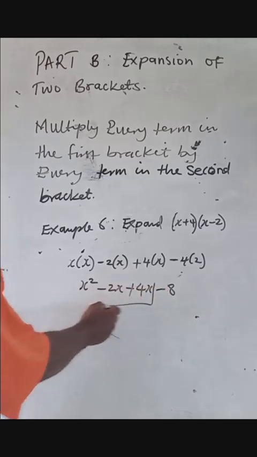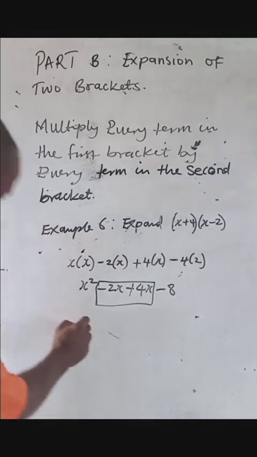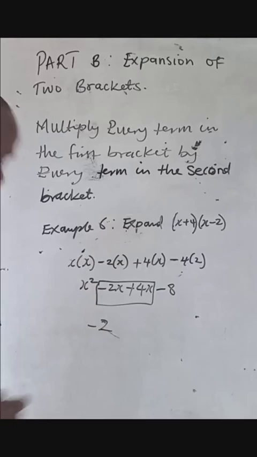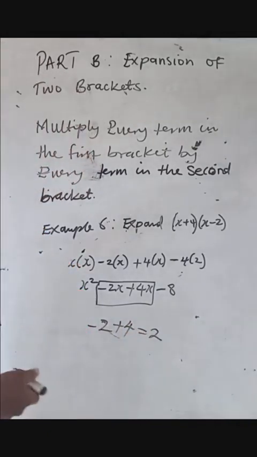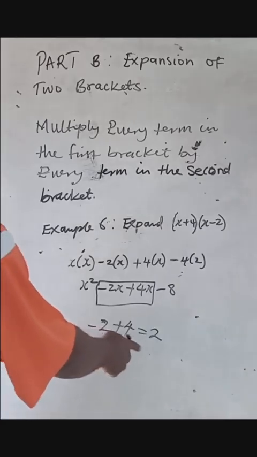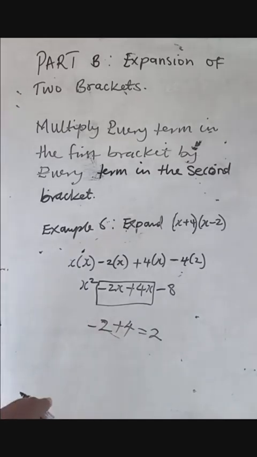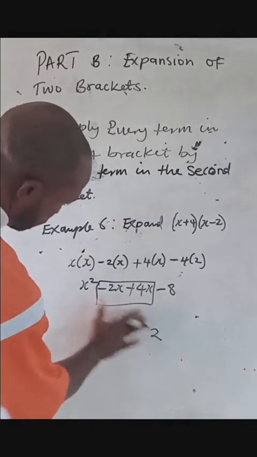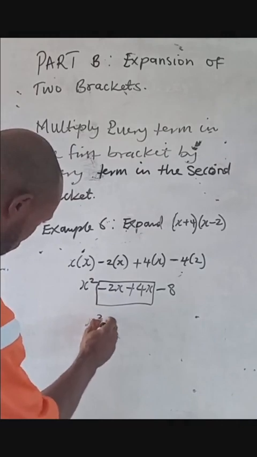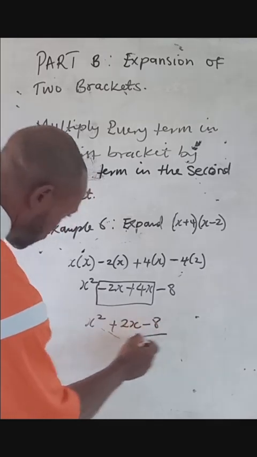So if we work on these two, what will be the result? Negative 2 plus 4 is going to give us what? The result is positive 2. Minus 2 plus 4 is 2. Therefore, this expression is x squared plus 2x minus 8.